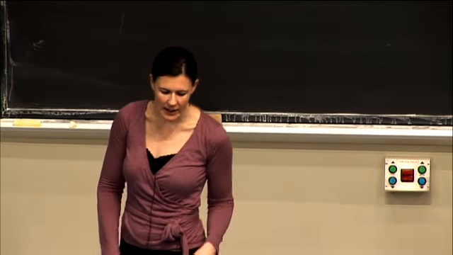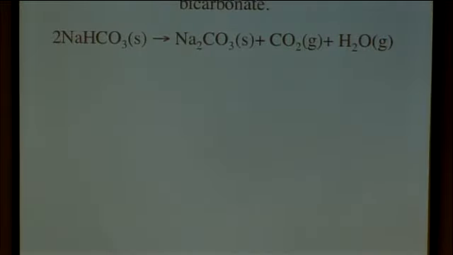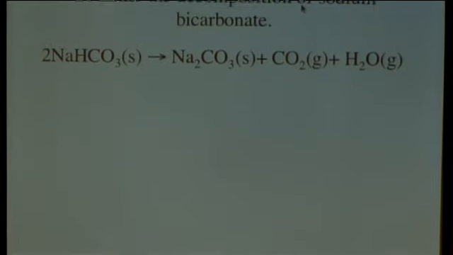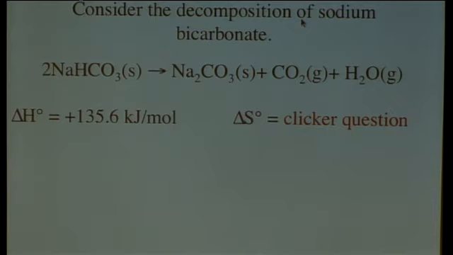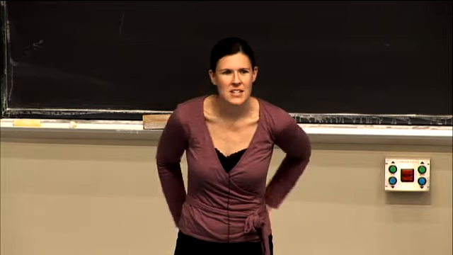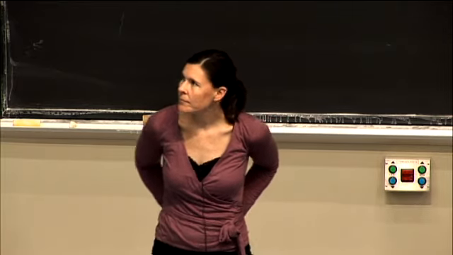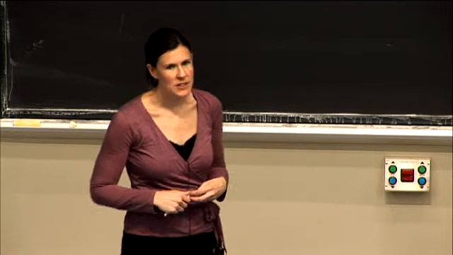So the reaction we're going to look at here is the decomposition of sodium bicarbonate, or sodium bicarb, and it decomposes into sodium carbonate plus CO2, carbon dioxide, and water. So we can think about calculating the delta G of this reaction. I'll tell you that the change in enthalpy, this is actually an endothermic reaction. It requires heat. It's plus 135.6 kilojoules per mole. So let's go to a clicker question, and I want you to pick out from several choices which of the changes in entropy seem reasonable to you here. So what would you predict the delta S for this reaction to be?